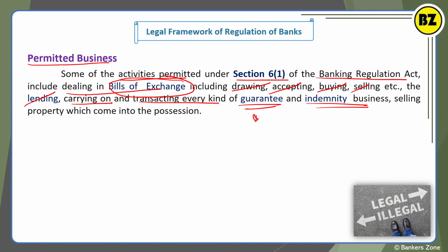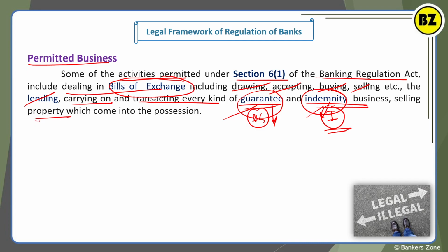So banks give the bank guarantee, and banks also do the indemnity business. What is indemnity? We will discuss that in module D. What is guarantee? We will discuss that again in module D. The guarantee and indemnity are basically contracts. So the bank also earns some money by way of guarantee and indemnity.